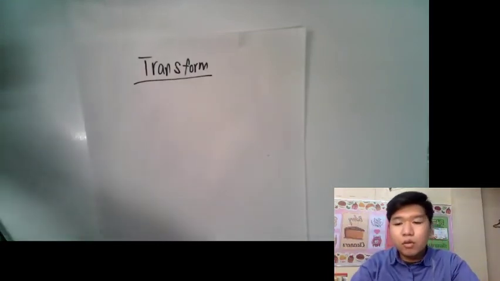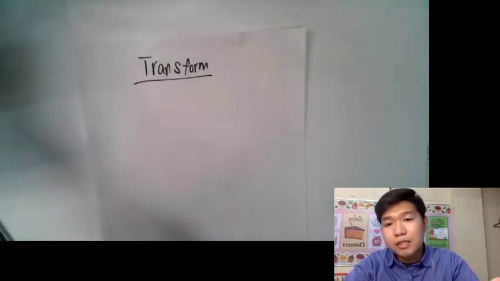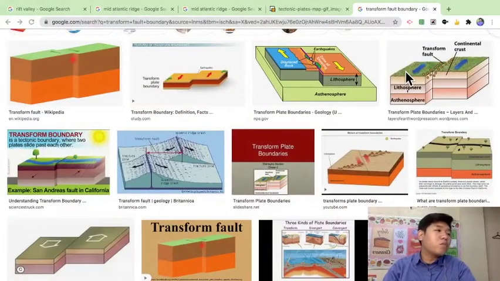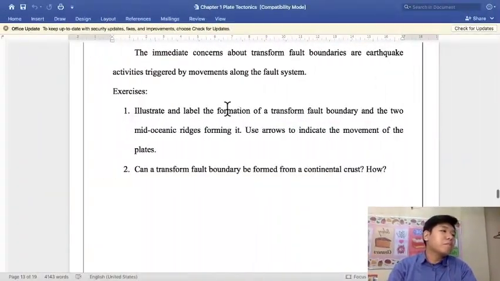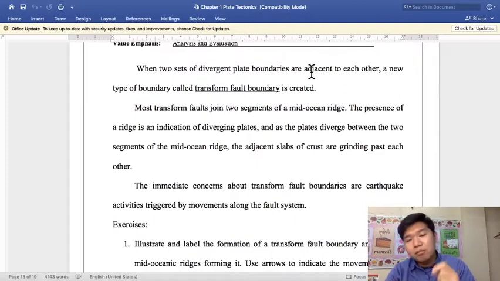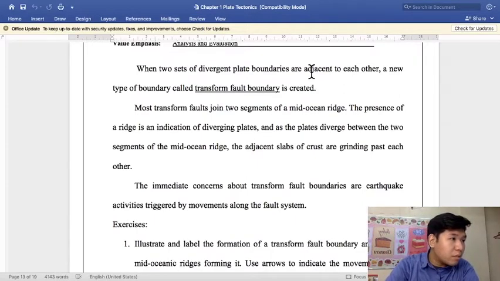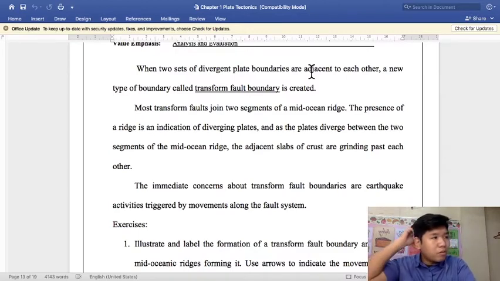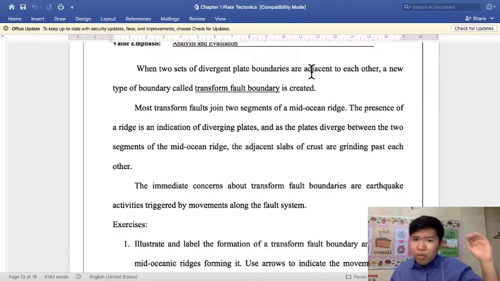Let us quickly go over the concept notes on what it says about transform plate boundaries. It says here, when two divergent plate boundaries are adjacent to each other, adjacent meaning they are next to each other, a new type of boundary is formed, called a transform fault boundary. So, how would this look like? Let's go through the file one more time.